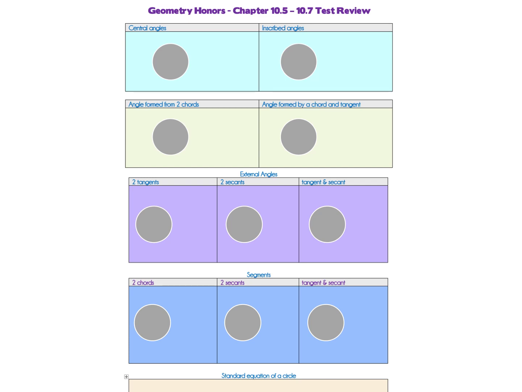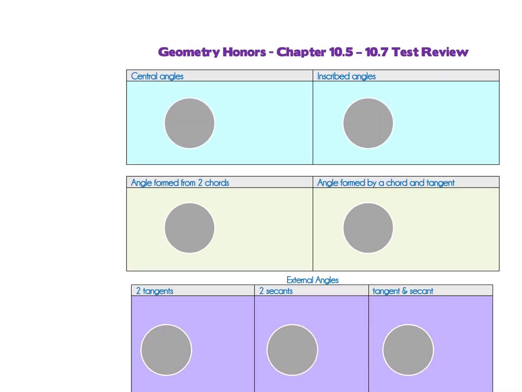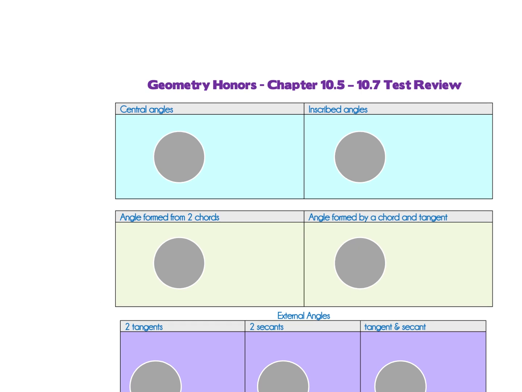This nice little summary here, I'm going to go through everything that you should be focusing on. Now again, there may be some other things from the beginning that you should be aware of, but this is a nice little compact summary that you can use to study. So for the first one, it's asking us to identify a central angle.